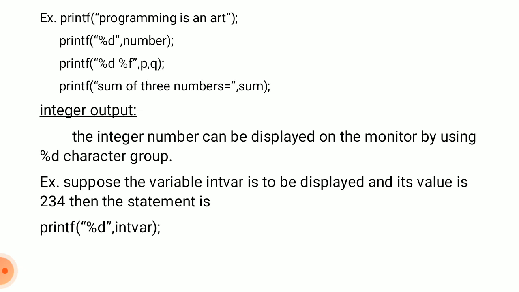In the third example, %d %f, p and q. As I have told, more than one conversion character can be taken in a control string, but there is no comma or semicolon between two conversion characters. You can use only a blank space between the two conversion characters. p is an integer type of data and q is a floating point type of data. So, based on the conversion character you can print.